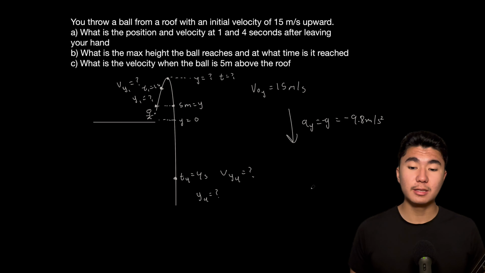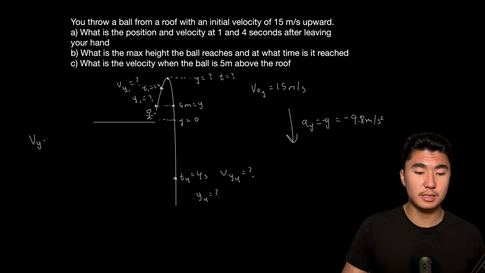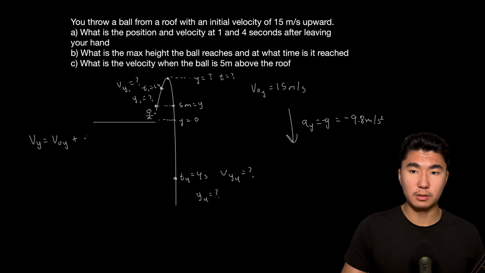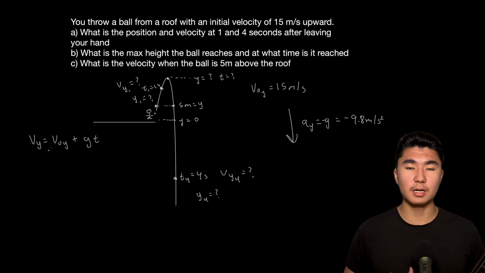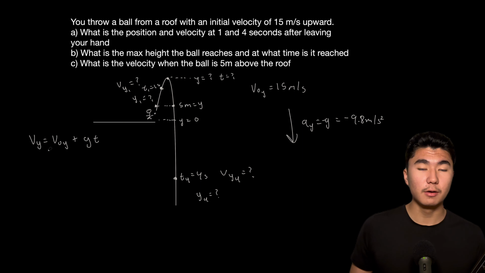So I want you guys to pause this video and see if you can figure out what equation we can use to find our position and velocity at time 1 and 4 seconds. So to find our velocity, it's pretty simple when we use this equation over here. So this is v equals v0 plus gt. So this equation helps us understand what the velocity is at a certain time given our acceleration, which is due to gravity, and also our initial velocity.